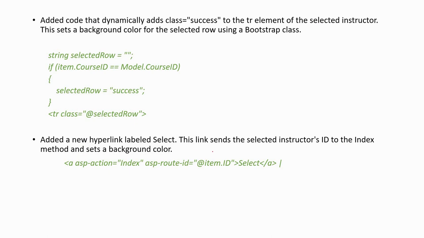And it also adds a new hyperlink labeled Select. This link sends the selected instructor's ID to the Index method and sets a background color. So that is asp-action equals Index, asp-route-id equals @item.ID. This part sends the selected instructor's ID to the Index method and sets a background color. I'm sorry about that. This is not very clean, but anyway, it will serve the purpose of explanation.